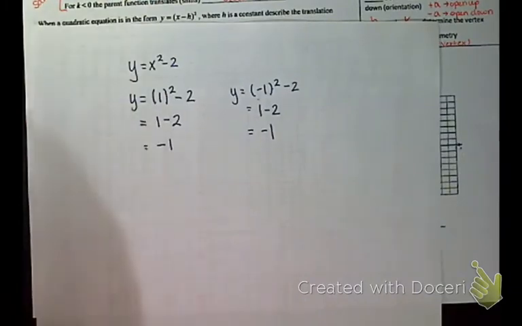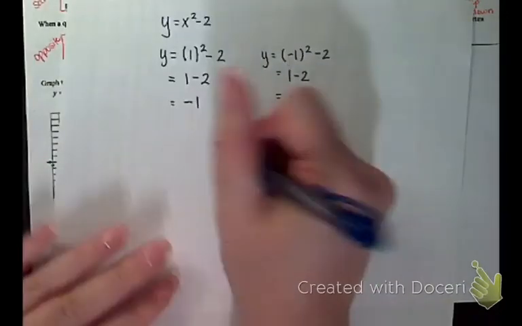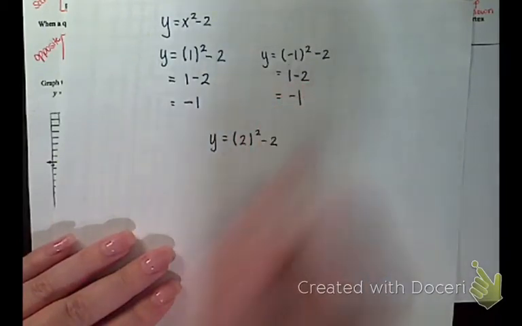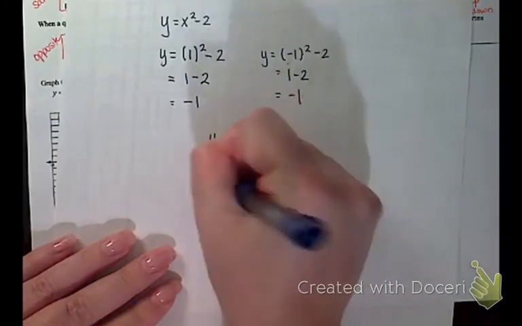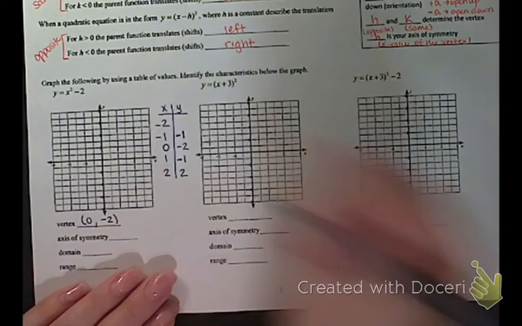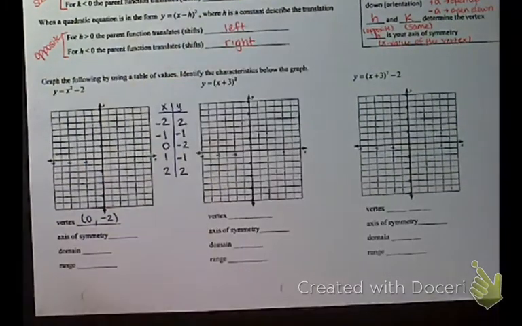So once you've identified your vertex, and if you choose your points correctly, you don't have to plug everything in. You can use symmetry to help you. So I'm going to plug in 2. y equals 2 squared minus 2. 2 squared is 4, minus 2 gives me 2. So this is 2. And again, because of symmetry, I don't even have to plug that in. I know that's going to be a 2.